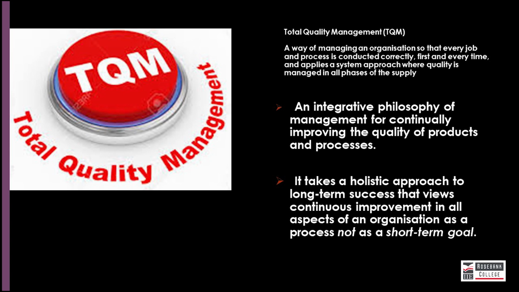TQM takes a holistic approach to long-term success that views continuous improvement in all aspects of the organization as a process and not as a short-term goal. Implementing TQM involves creating a systematic approach to quality management, which may include various tools and techniques such as quality cycles, benchmarking, statistical process controls, total employee involvement. And by adopting TQM, organizations aim to achieve better customer satisfaction, increased efficiency, reduced waste and cost, and ultimately a competitive advantage in the market.